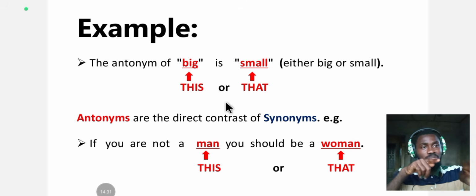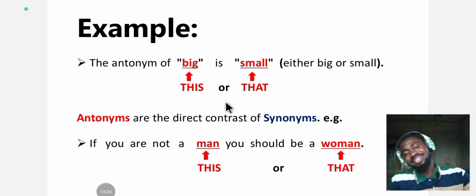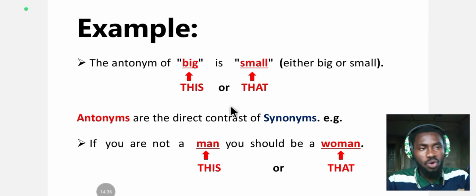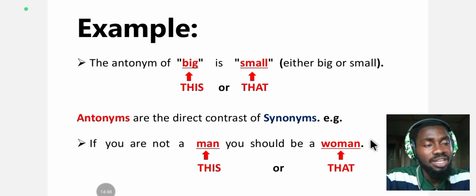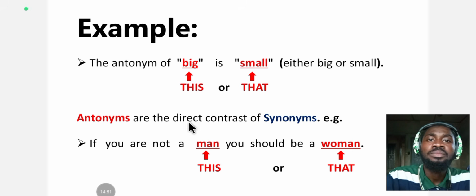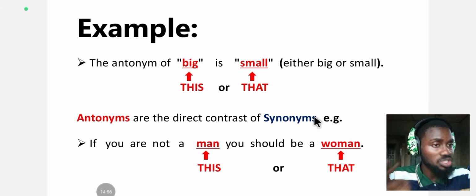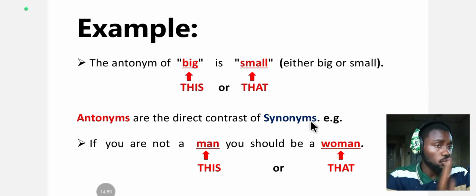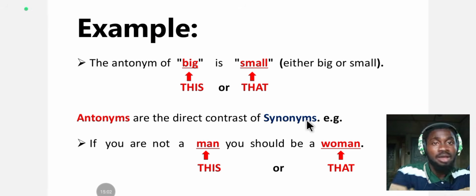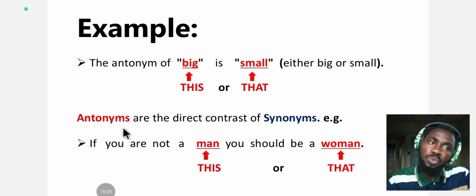Both ends of the parallel line. This side we have big, then that side we have small. They have nothing to do with each other. They are different from each other. Okay, so antonyms are the direct contrast of synonyms. Just like we said for synonyms, that synonyms are direct contrast, that's direct opposite of antonyms. But now antonyms is direct opposite of synonyms.